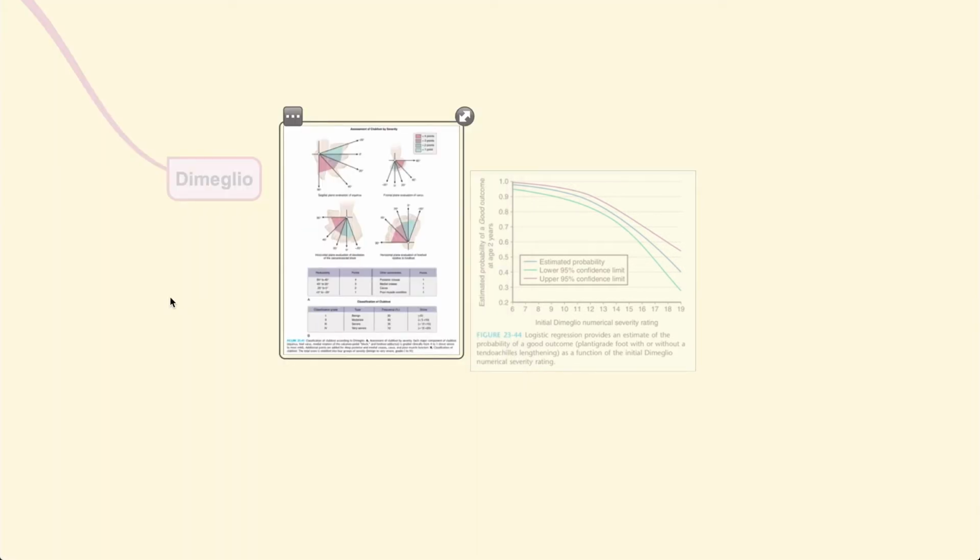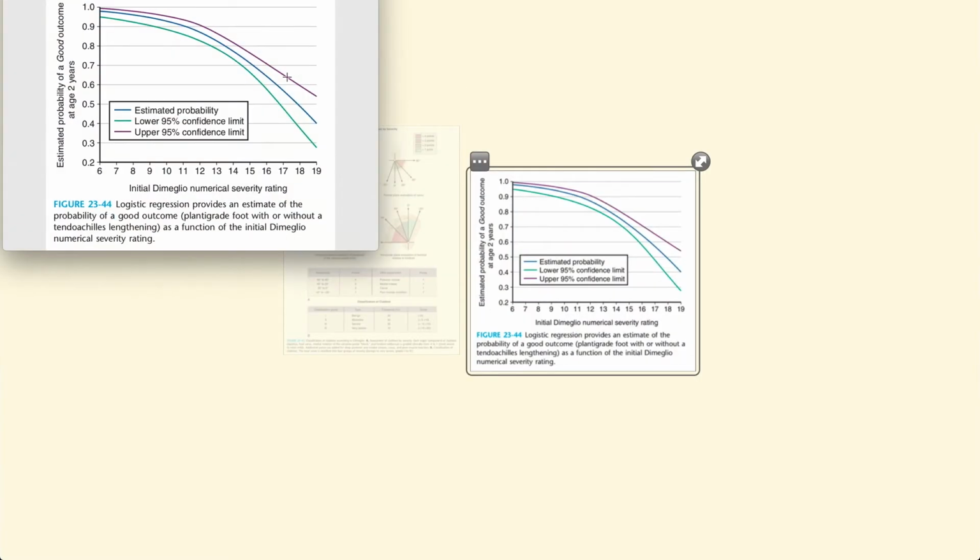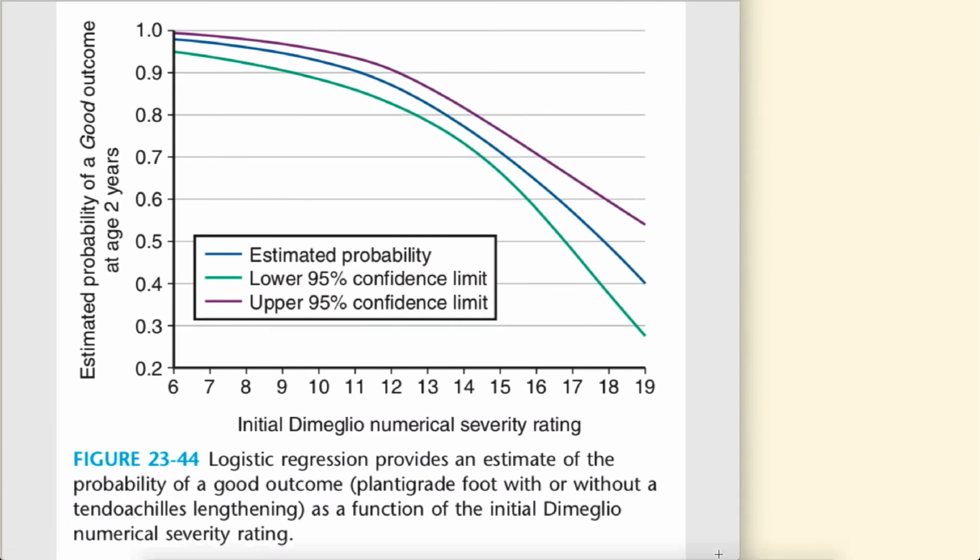This Dimeglio is good to estimate the probability of a good outcome of a patient at the age of 2 years old. So here you can see the initial Dimeglio numerical severity rating numbers, the ones you get from adding up all those numbers from the chart before. After you plot them inside this chart, then you get an estimated probability. Let's say the patient has an initial Dimeglio score of 6, then the estimated probability is around what? Let's say 0.99, a 0.99 chance of good outcome probability at the age of 2 years old. So this Dimeglio is very good for forming informed consent for your patient, explaining to them regarding the prognosis.